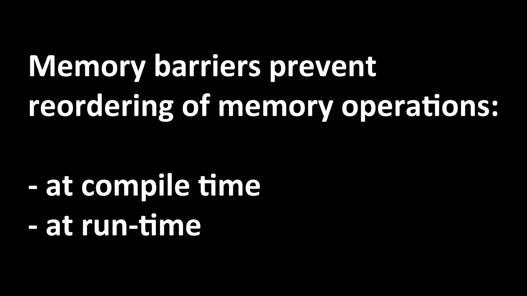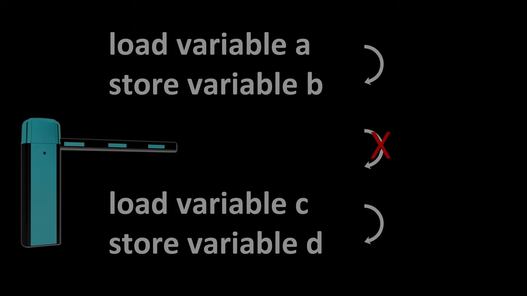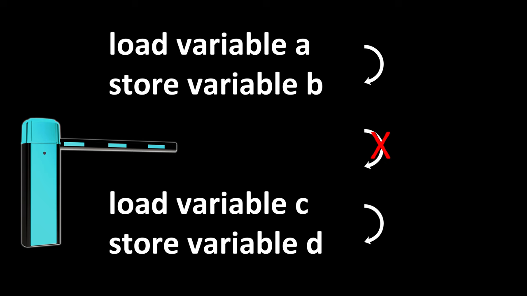Essentially, memory barriers are instructions which tell both the compiler at compile time and the CPU at runtime to not reorder memory operations. So in essence, for the CPU, it means arranging reads and writes, or loads and stores as they are really called, in a well-defined order.